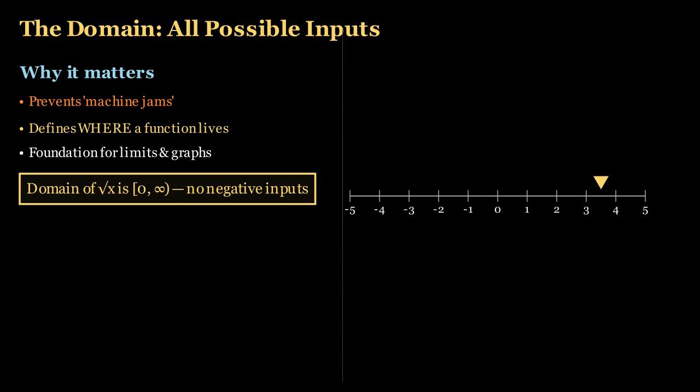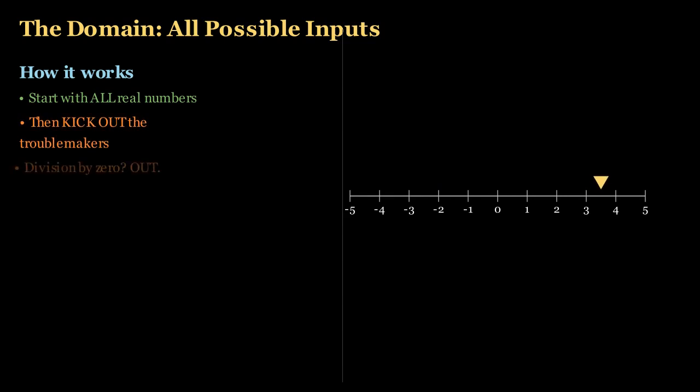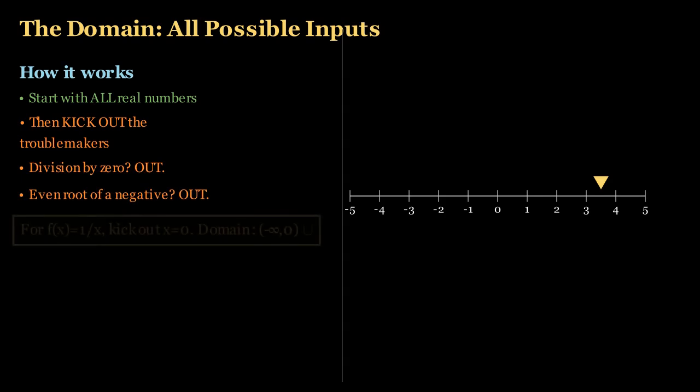If you see an x in the denominator, like in 1 over x, you must kick out the x value that makes the denominator 0. The second crime is trying to take an even root, like a square root or a fourth root, of a negative number. If you see a square root, like in the square root of x, you must kick out any x that makes the stuff inside the root negative. Whatever numbers survive this purge, whatever is left on the guest list, that is your domain.